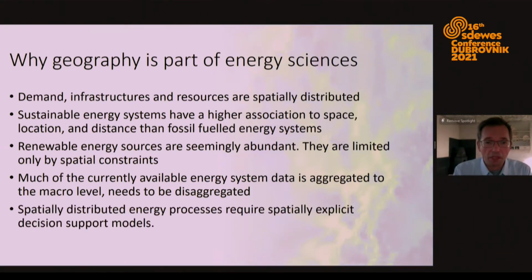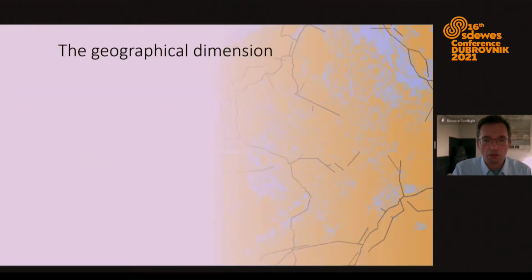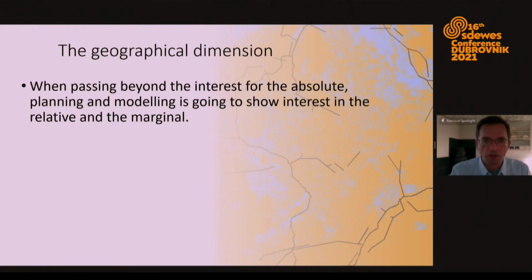So the spatially distributed energy processes that we have to deal with also require spatially explicit decision support models, because it is always dependent on location, and location is increasingly local and regional. So the geographic dimension becomes very important for us. In developing renewables, we go from the interest for the absolute, for example, saying, is wind energy feasible? Is solar energy feasible? Are smart energy systems feasible? And we are going to the relative and the marginal when we now start planning and continue planning and modeling. That means it's not so much the question of whether something is feasible, but how feasible and where, and how much less or how much more needs to be done.